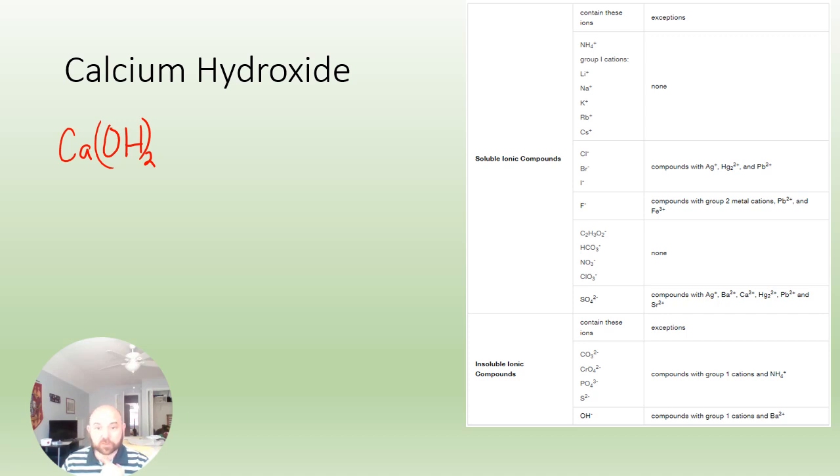The last one on the list there is our friend hydroxide, and we see that hydroxides are only soluble when they're compounded with group 1 metal cations. Calcium is a group 2 metal cation, so that means it is insoluble. Calcium hydroxide does not dissolve in water in any appreciable amounts.